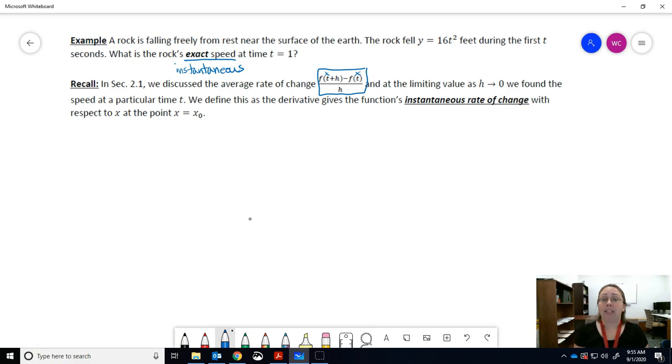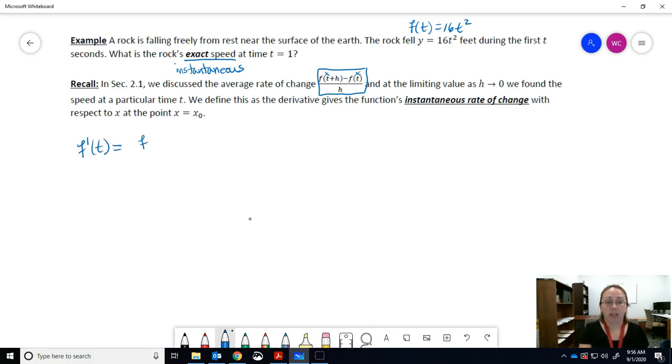That allowed us to find the speed at a particular instant of time rather than the speed over an interval of time. We define this as the derivative, which gives the function's instantaneous rate of change. So that's how we get instantaneous speed, by doing the derivative. So we're going to call this our function f of t is 16t squared. We're calling it t, but it's just like we did with x. We're going to find the derivative of f of t.